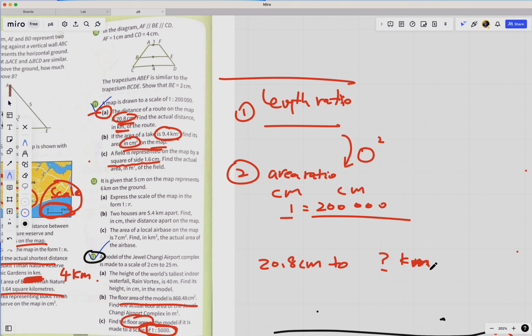So in order to get this one, does it make sense for you to find 1 cm is to how many kilometer? Does it make sense? Yeah. Why does it make sense? Because if I can find 1 cm is to how many kilometer, then later I just do this to find how many kilometer, right? Using proportionality. But this is the first step.